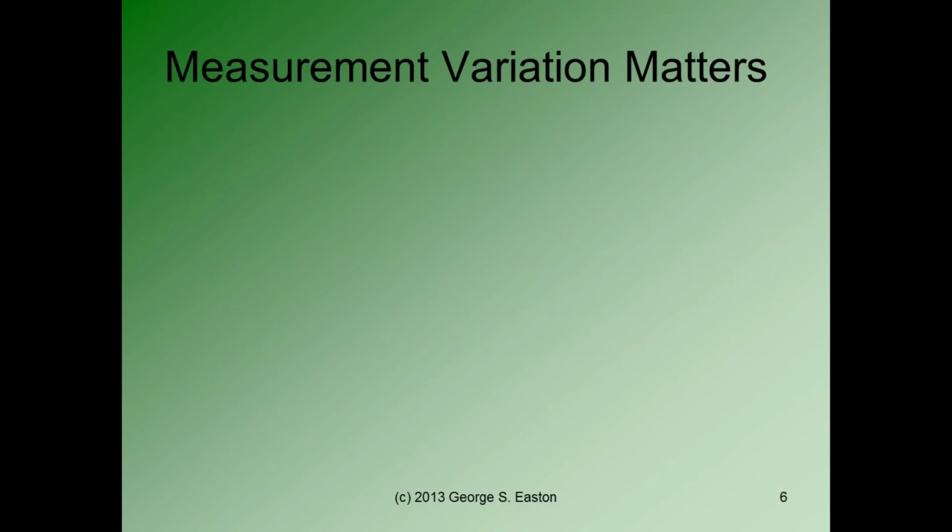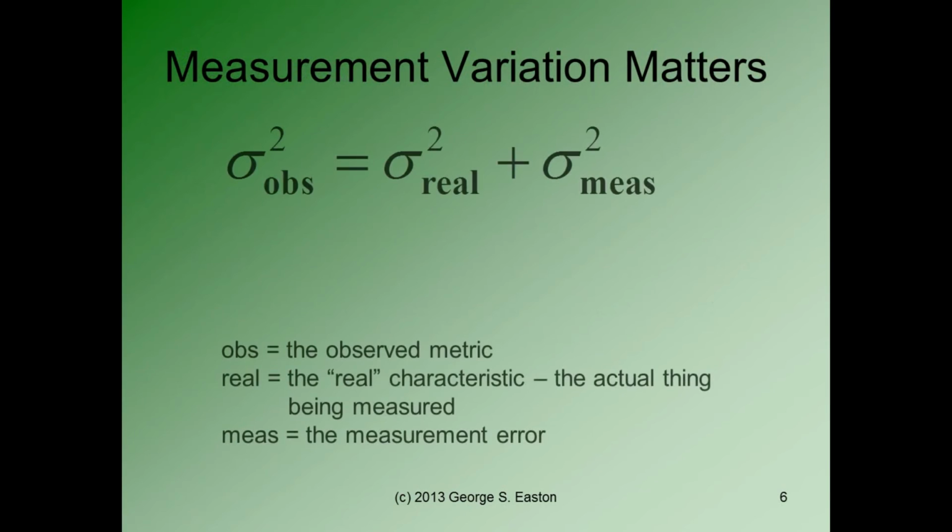Measurement variation does matter. Being on target obviously matters. I think that's common sense. But variation matters as well. And we have equations that can help us understand exactly how variation in the measurement system matters.